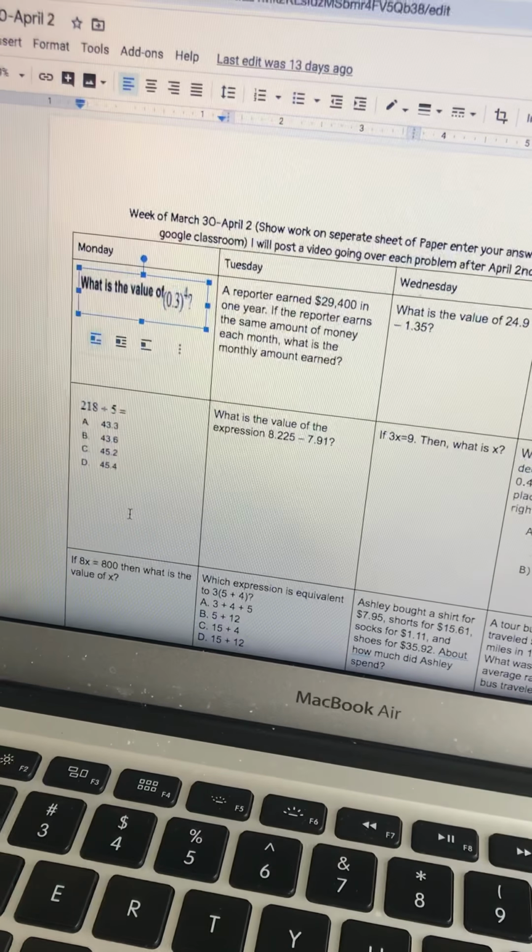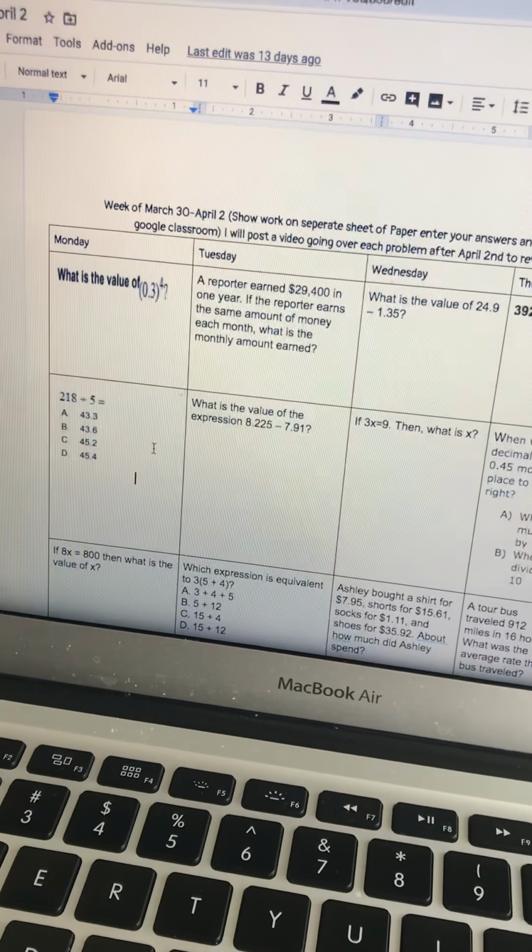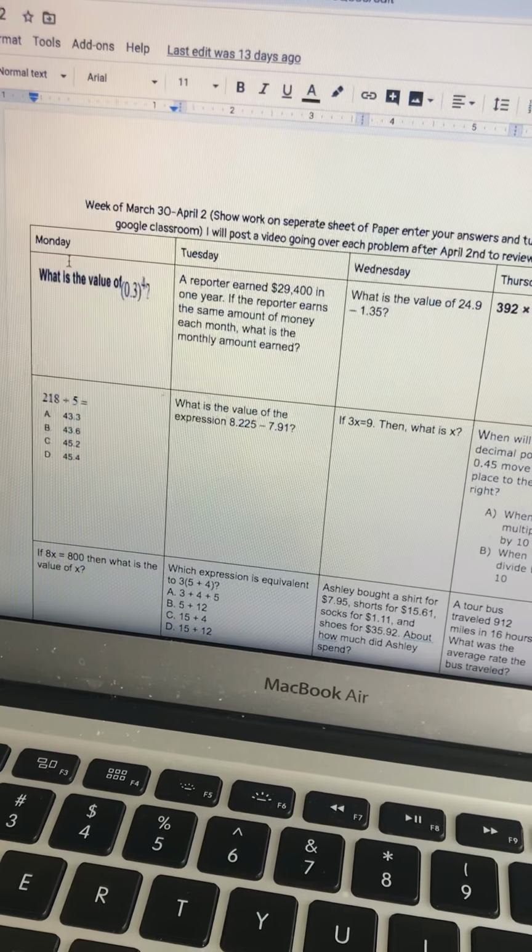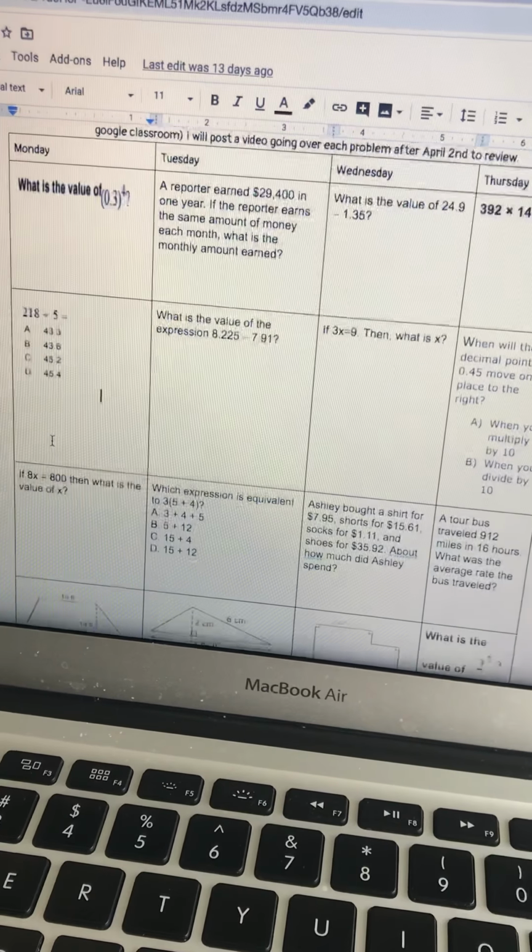All right, I could not get the camera to turn around from my phone, so we're just going to do it this way.